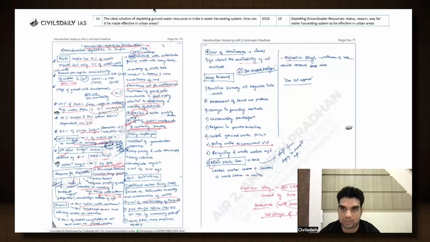I'll just wait 10 more seconds. You have to absorb this. They're very crisp one-liners. Then another thing I want you to notice: look at how he's writing the framework. Look at the last thing he has written: way forward. Then he's written introduction, facts. He's giving data. India has 18% of world population, but only 4% of world's water.